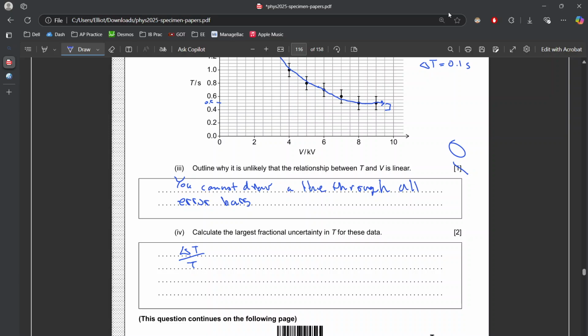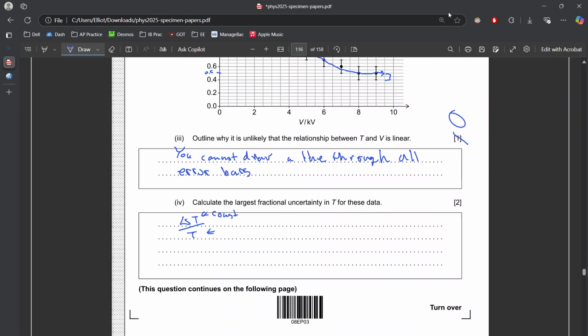Anyway, so largest fractional uncertainty. So you know that this is some constant, but this is changing. And if this is a constant, then this whole ratio will increase when this decreases, and it will decrease when this increases, because you're dividing by this, right? If you divide by a bigger number, you get a smaller result, and if you divide by a smaller number, you get a bigger result. So you want to divide by the smallest number because you want to get the largest fractional uncertainty.